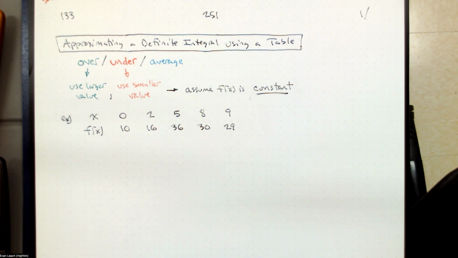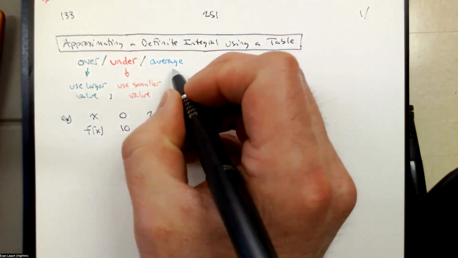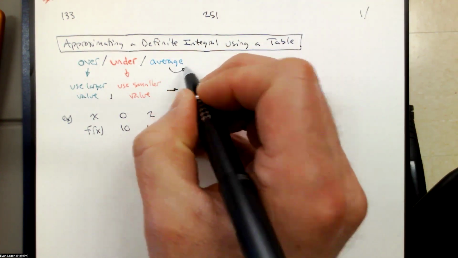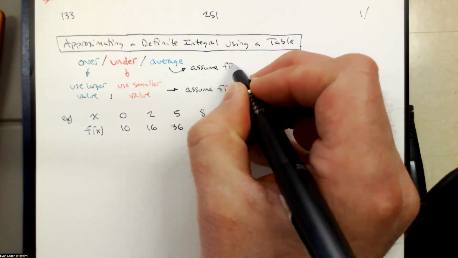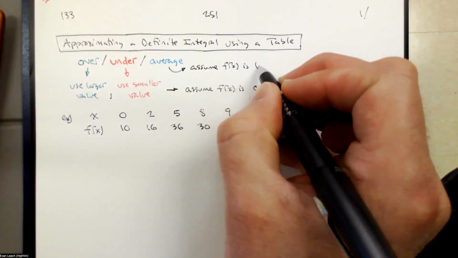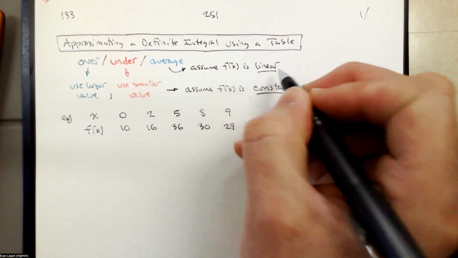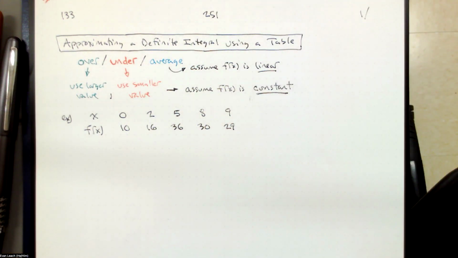For the average, our assumption is that the function is linear. We go up 1 degree. We just connect the points. So when we calculate the average, the assumption is that f of x is linear. Constant is linear with slope 0. This is linear with slope something other than 0.